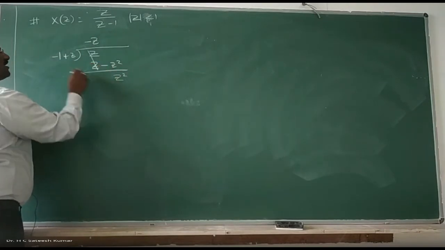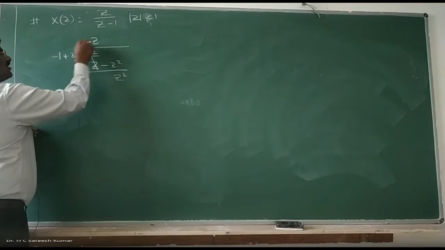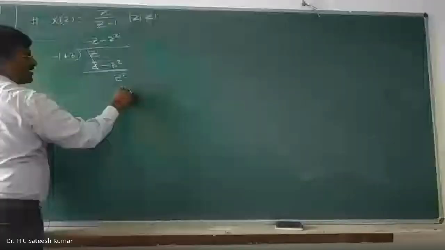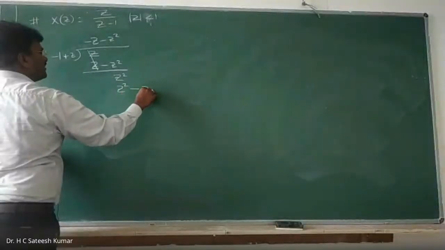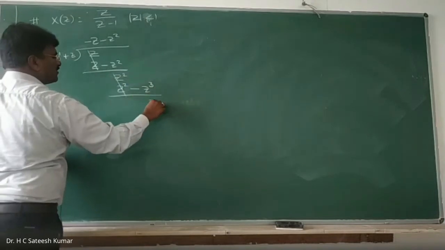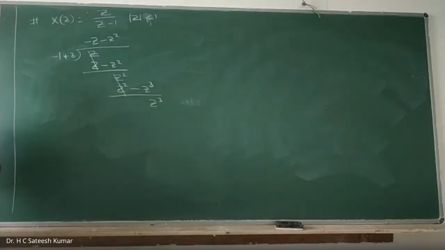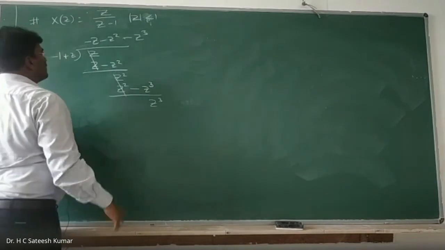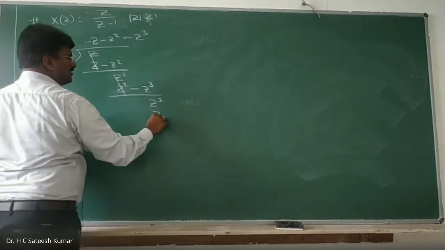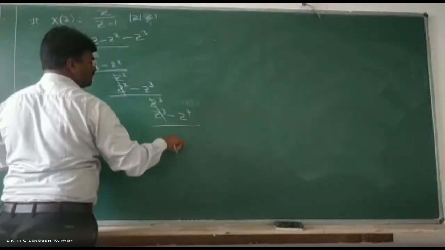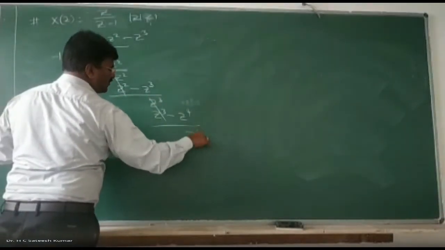If you want to get z square, what should you do? The minus sign is there, therefore you write minus z square. Minus into minus plus z square, and minus z cube. And plus z cube you will get. So plus z cube means what should you write? Minus z cube. Minus into minus plus z cube, minus z to the power of 4, and z to the power of 4.